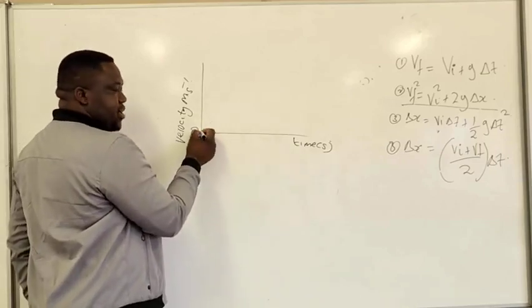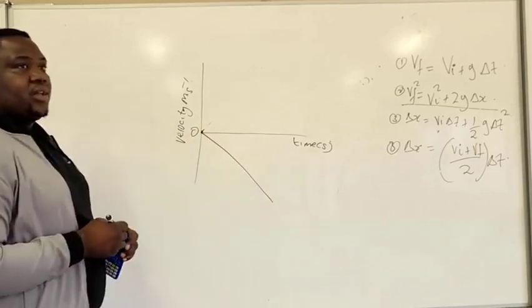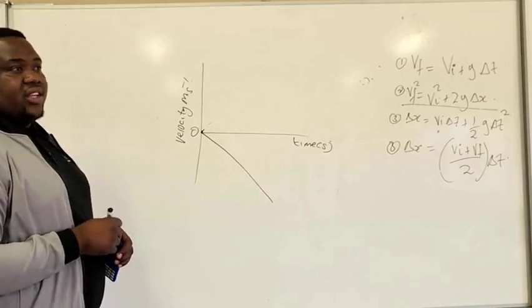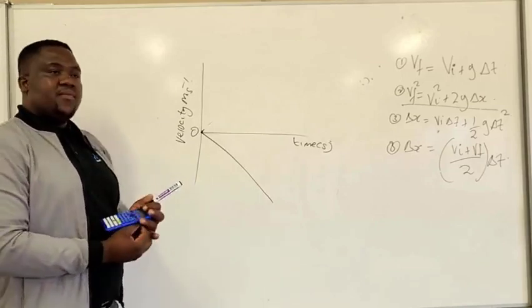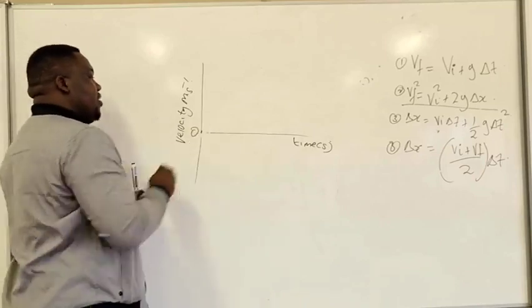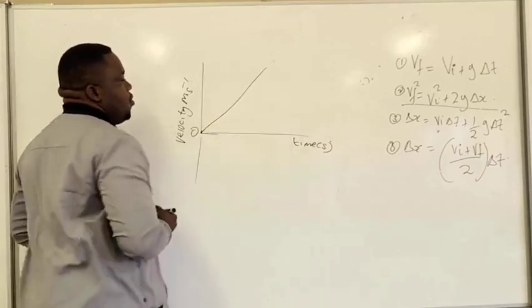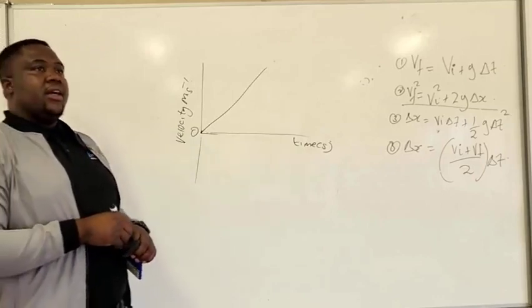The graph is going to start from 0, then it moves away from the negatives. You understand? So that is the velocity. This is a time graph which does not need the values that were given. It starts from 0, then it moves away from the x-axis.